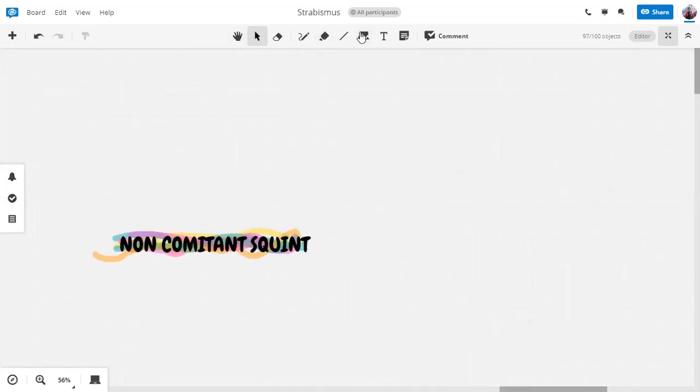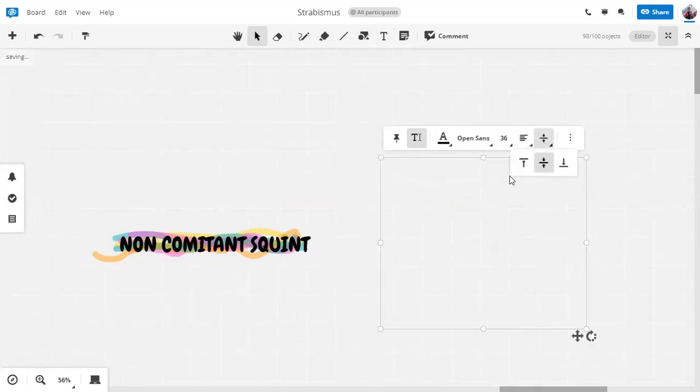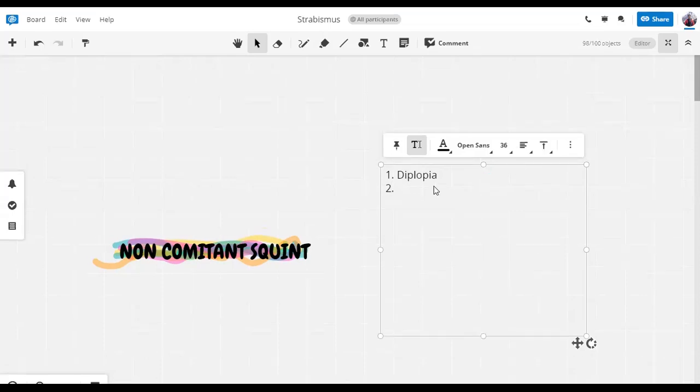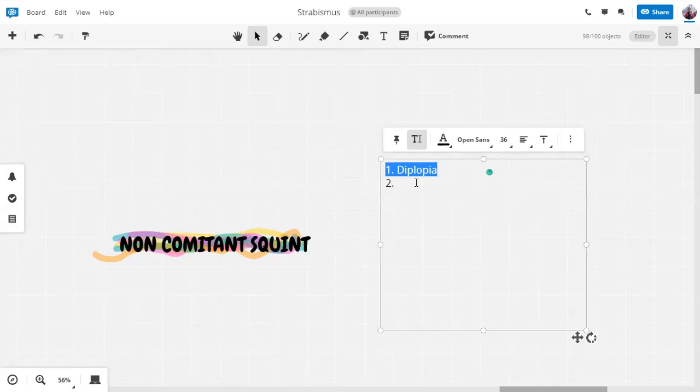So when we discuss non-comitant squint, what are the different symptoms with which a patient can present? Diplopia, mainly. That's good. What else? Deviation of eyes, squint, because there is a squint. Yes, there is a deviation of eyes. What else? Restriction of ocular movement, if the non-comitant squint is a restrictive type.